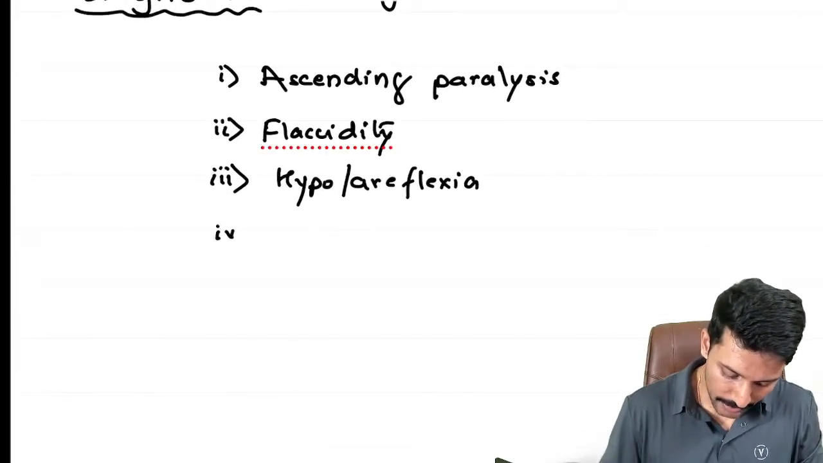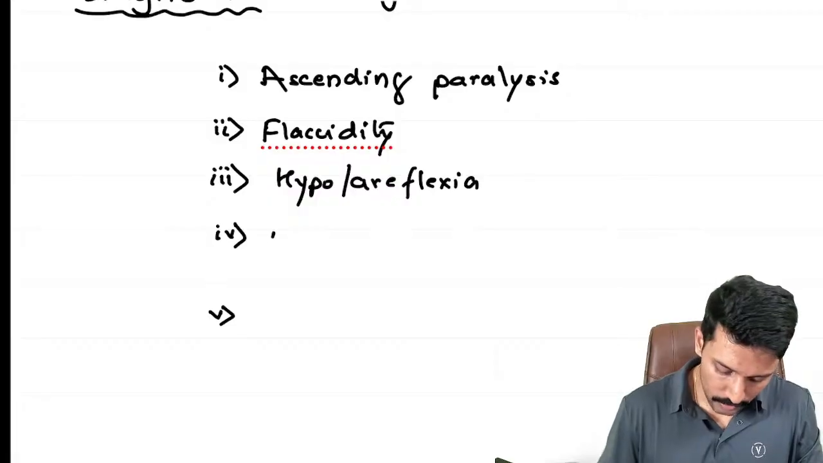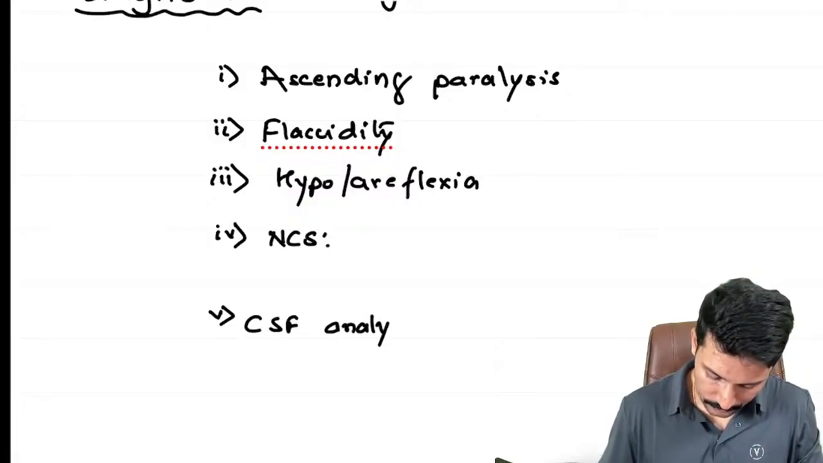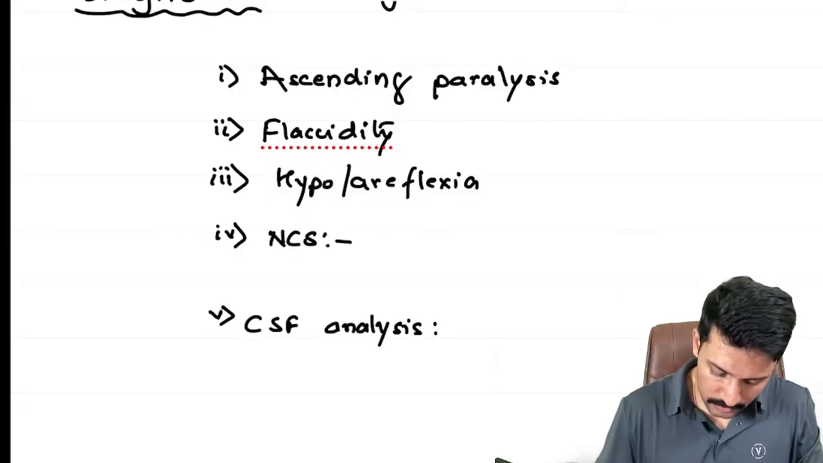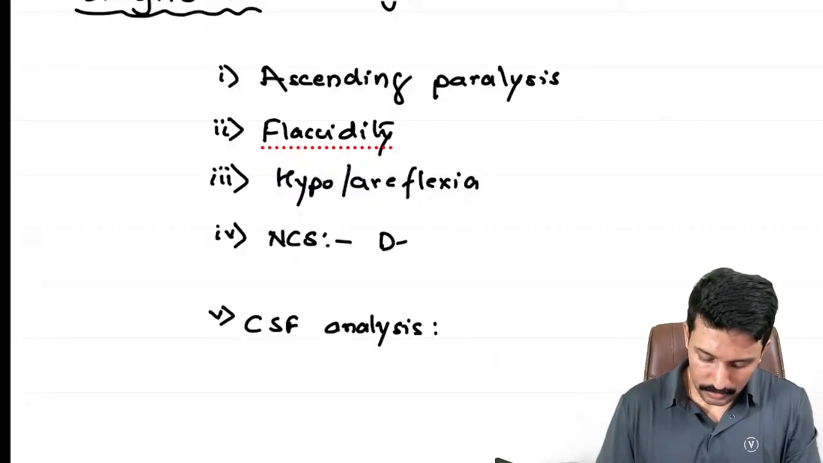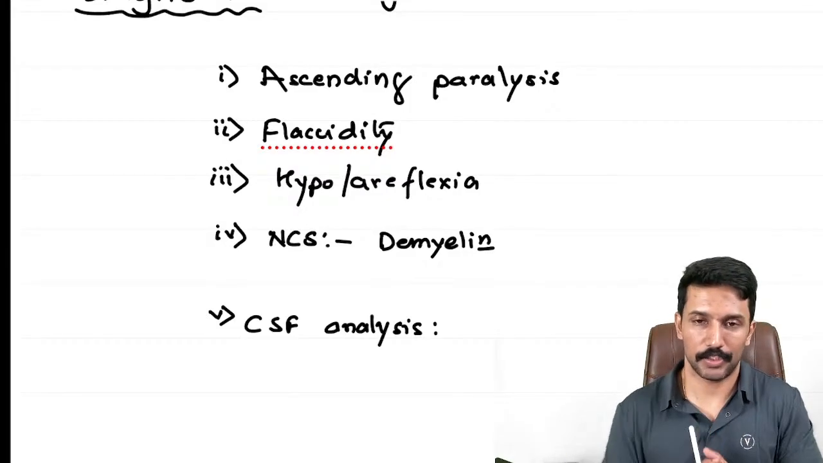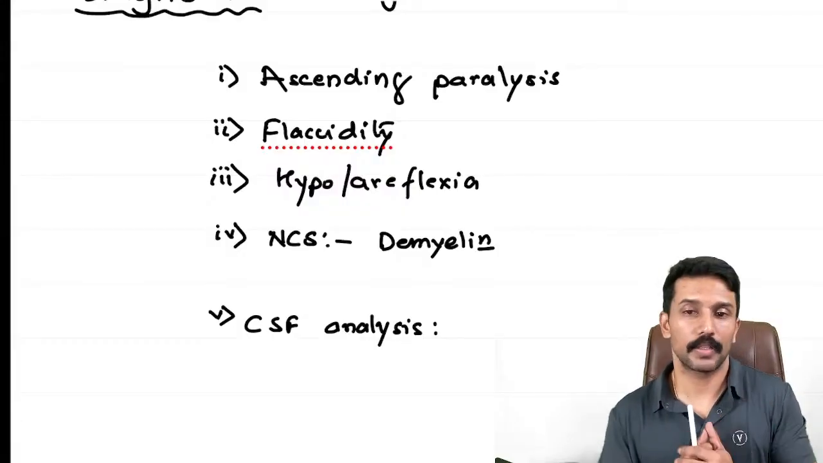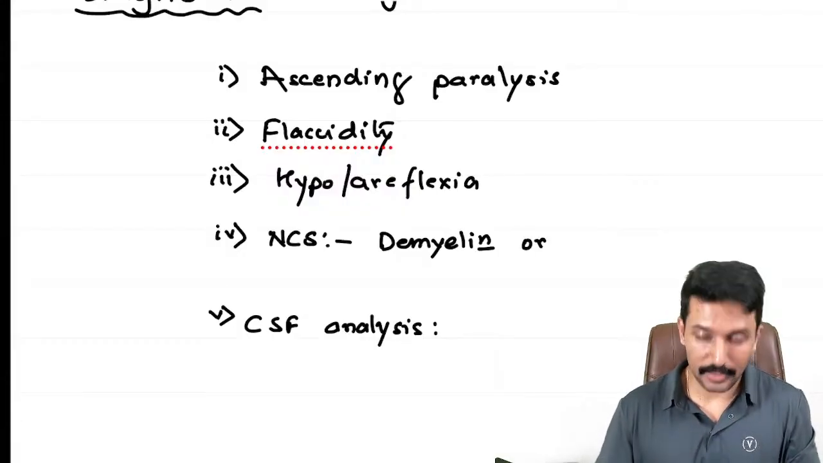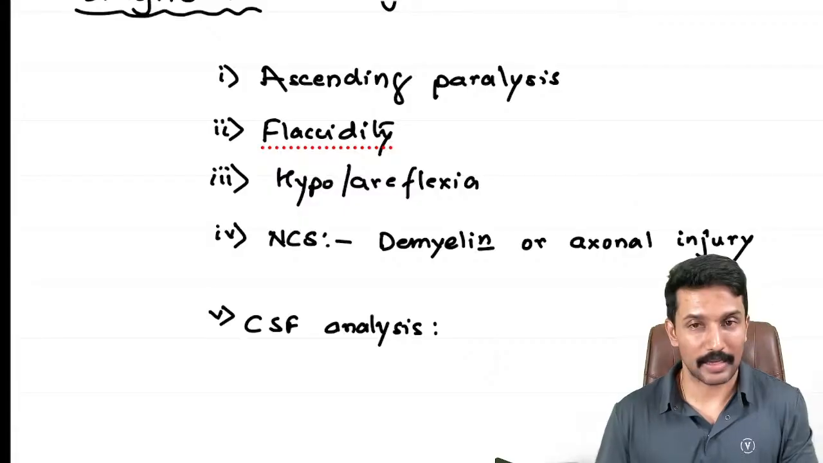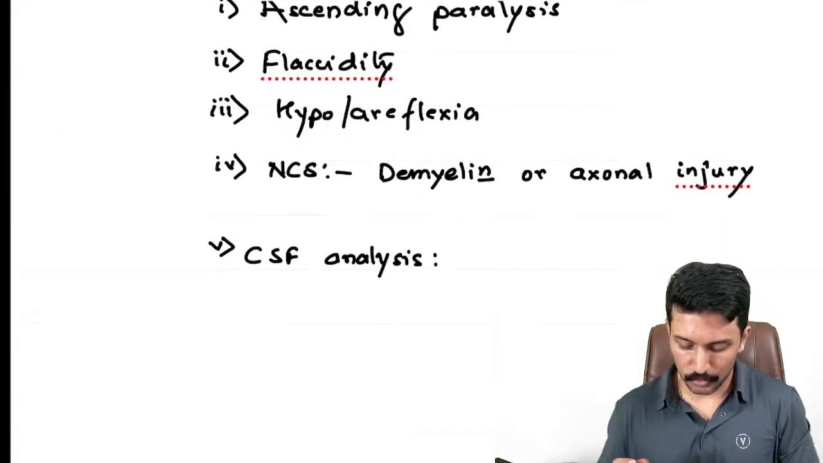And then we will take help of the lab. In the lab, we are doing 2 things. One, nerve conduction study. Second is CSF analysis. In nerve conduction study, either you will have features of demyelination. In which variants do we have demyelination? In AIDP and Miller-Fisher. And in which variants do we have axonal injury? In AMAN and AMSAN. So a nerve conduction study can show the presence of demyelination or axonal injury. One of them should be evident.